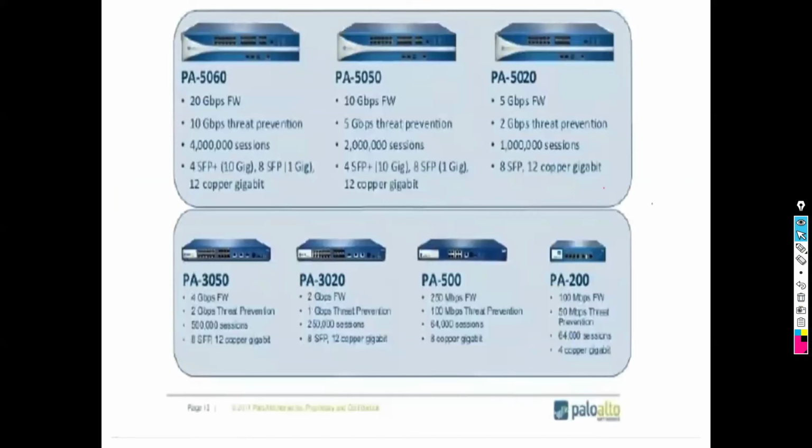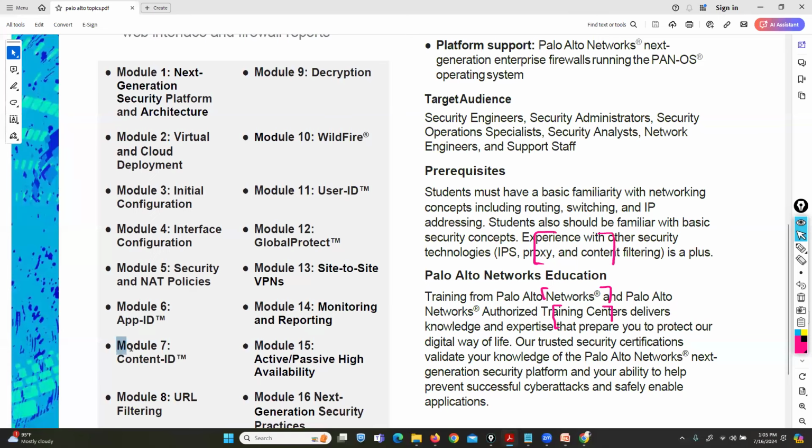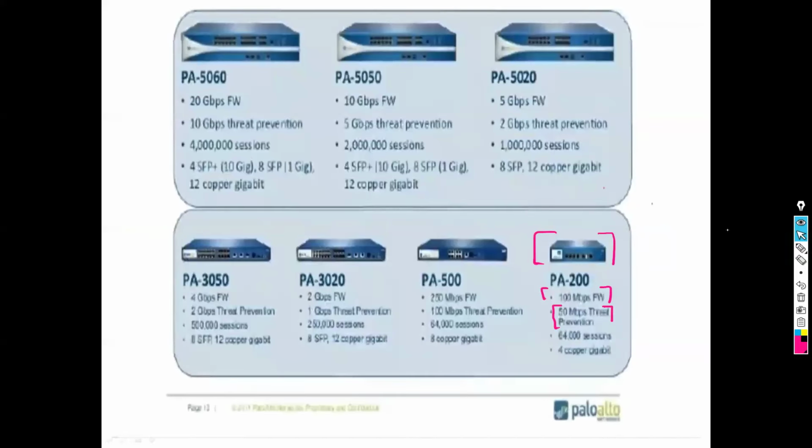Let's talk about some capabilities. For example, I have PA 200 series of the firewall device. This firewall device firewall throughput is 100 Mbps. 50 Mbps is dedicated for threat prevention technique. What is threat prevention technique? This content ID, it's a threat prevention technique, Jason. Okay. So 50 Mbps is dedicated for threat prevention technique. This firewall can support 64,000 sessions. And we have four copper gigabit Ethernet interfaces.